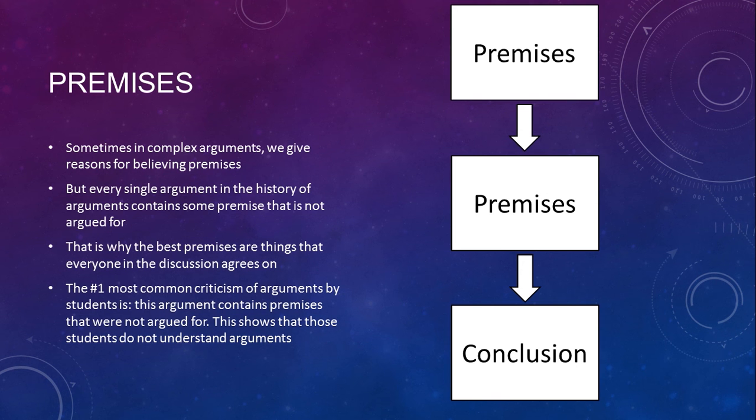The number one most common criticism, if you ask a group of undergraduates to write a critique of an argument, is that premises were presented without support. Please do not write that on your argument analyses, because all arguments contain unsupported premises.